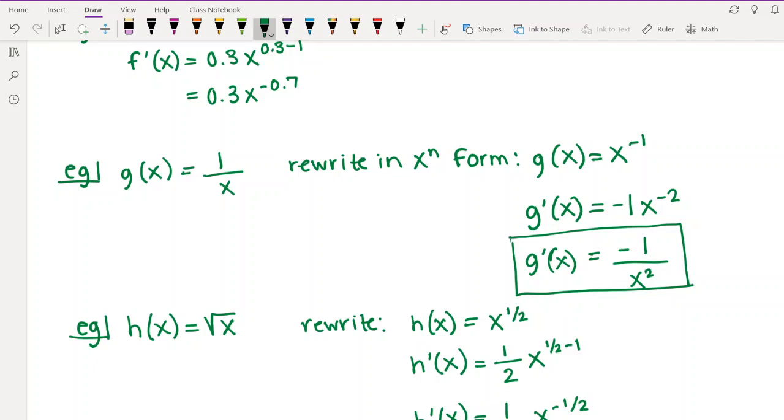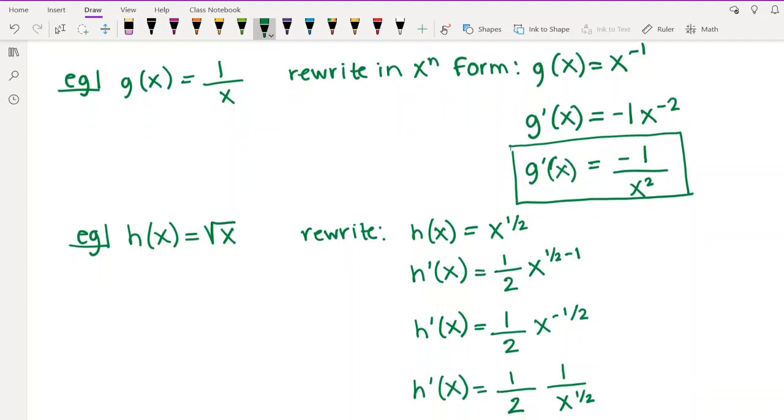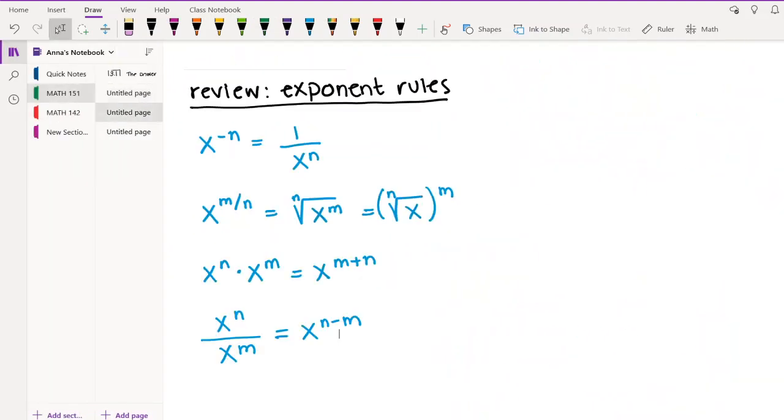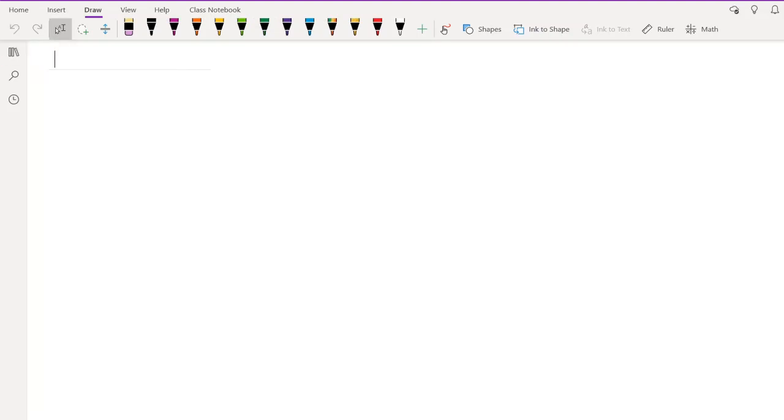Okay, so there's just a couple more rules I want to introduce that will allow us to expand the types of functions that we are allowed to take derivatives of without using limits now. So, two more derivative rules.